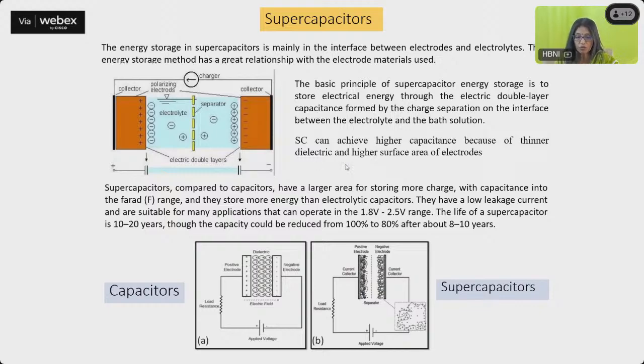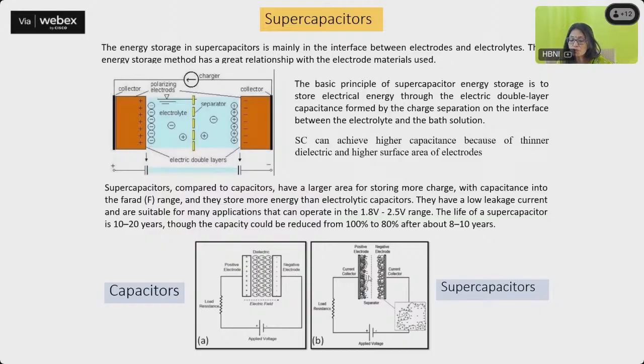Rather than going into all these other things, let's look at the diagram given below. On one side I have written capacitors, and on the other side supercapacitors. Capacitors are what I showed in the first slide. Basically, you have two charged plates and a dielectric material in between, and your energy is stored in that dielectric material between those plates.